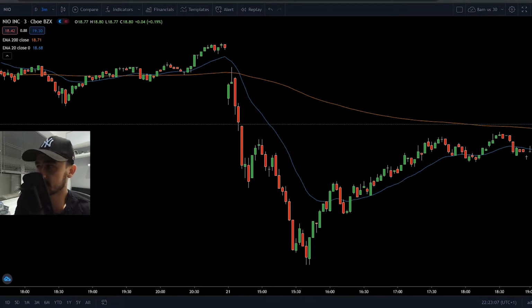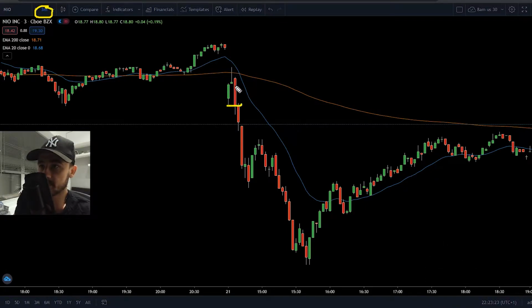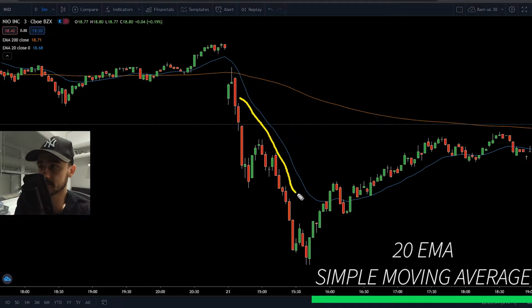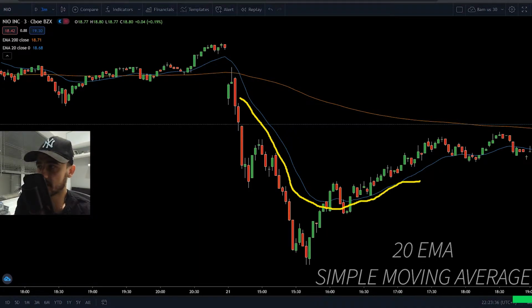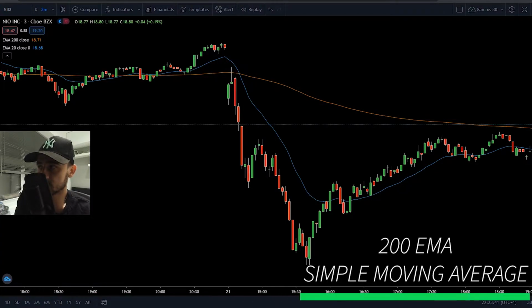So traders, as you can see, this is a stock called NIO. The ticker is NIO, Electric Vehicle Company. The first thing we're gonna need is a 3-minute time frame. So each bar that you see on the charts here represents 3 minutes of trading. The second thing we're gonna need is a 20 EMA, this blue moving average that I've highlighted. And the third thing we are going to need is a 200 EMA, this red line right here.